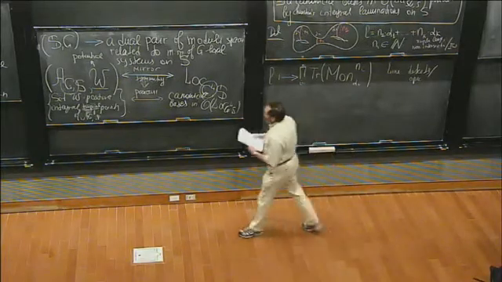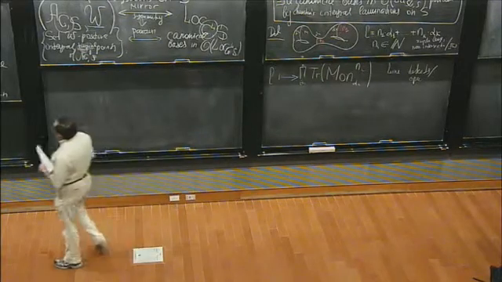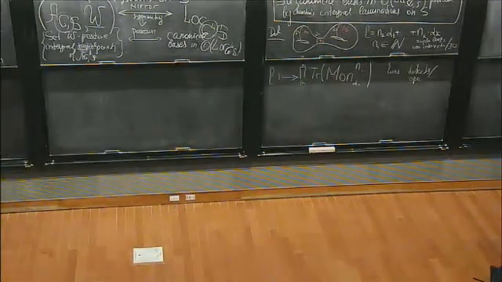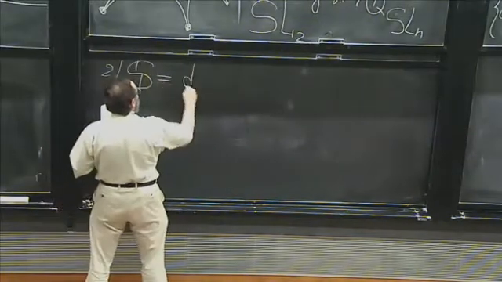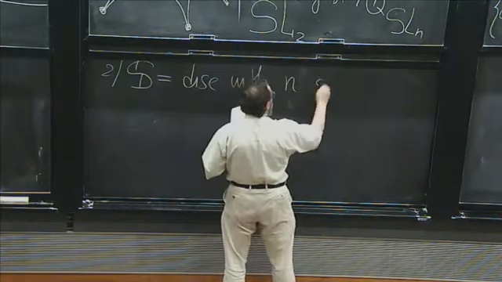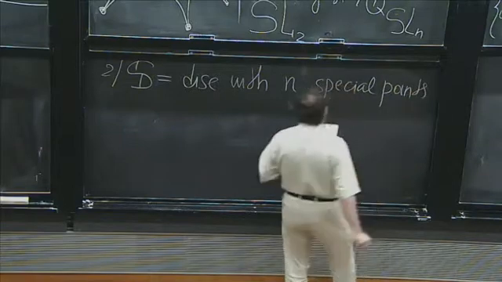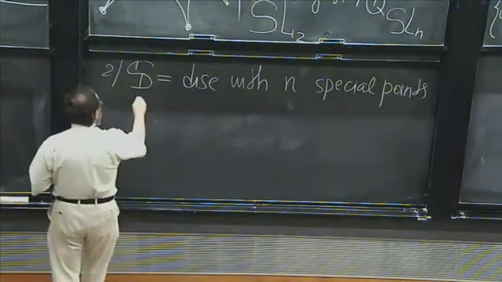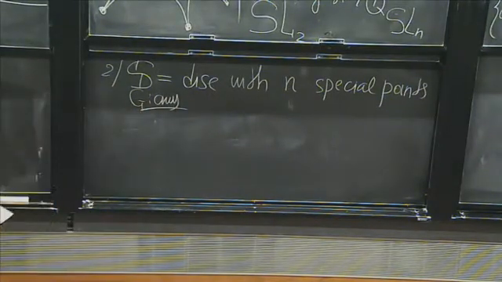Now let's go to the next example. And in this example, I will take S to be a disk with n special points on the boundary, but G will be arbitrary. And so the question is how you define canonical basis in this case and what is the line operator in this case.